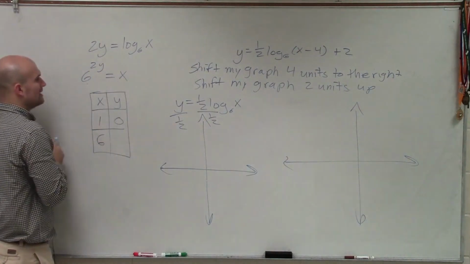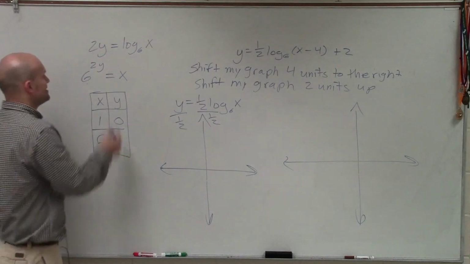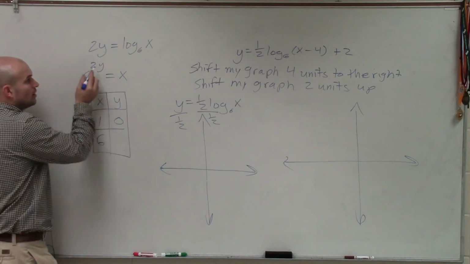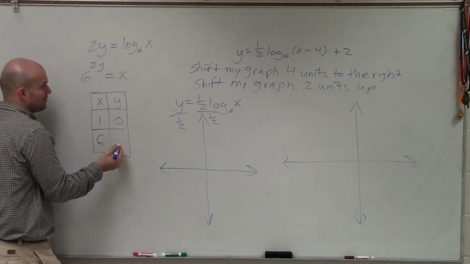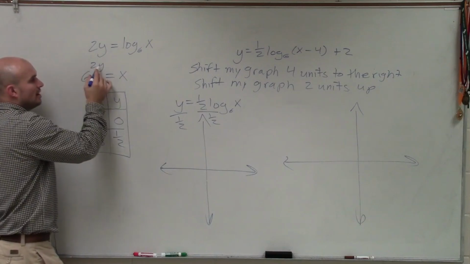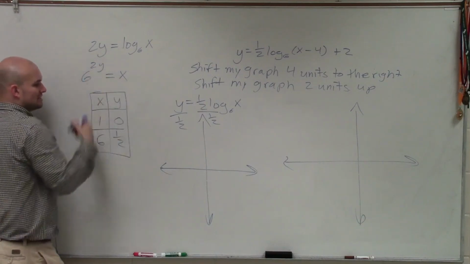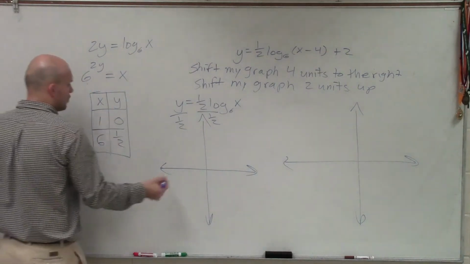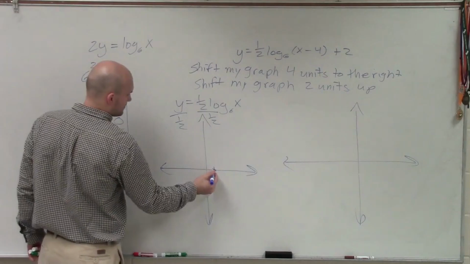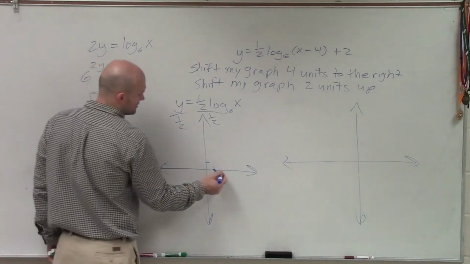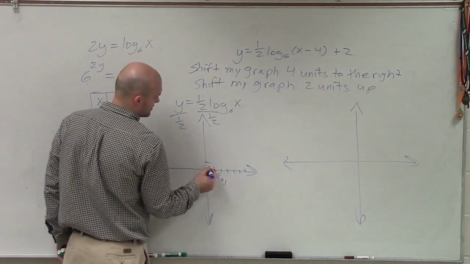Then I need to look at, well, when is x going to equal 6? That means this is going to be raised to a power of 1. Well, 2 times 1/2 is going to leave me with 1. So when y equals 1/2, 1/2 times 2 is 1. 6 raised to the first power is just going to equal 6. So now I have these 2 coordinate points that I'm going to want to graph. 1, 0, and then 6, 1/2. So 1, 2, 3, 4, 5, 6, up 1/2.